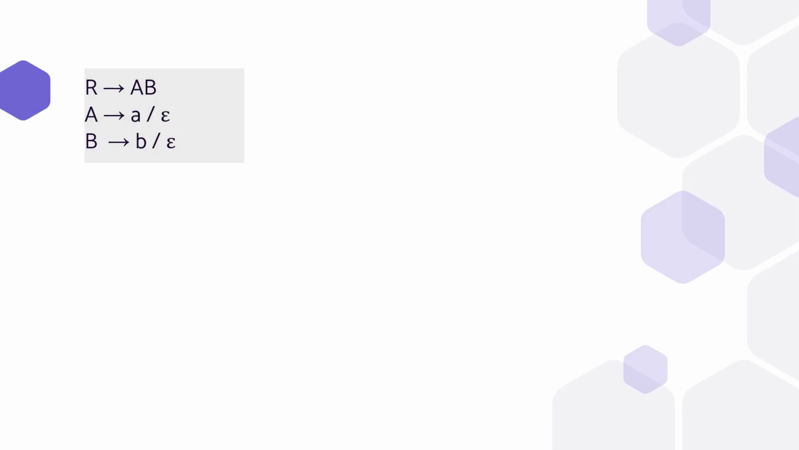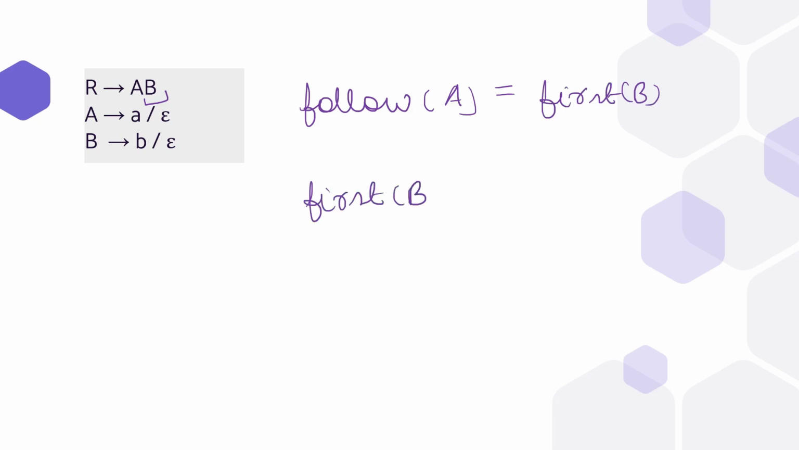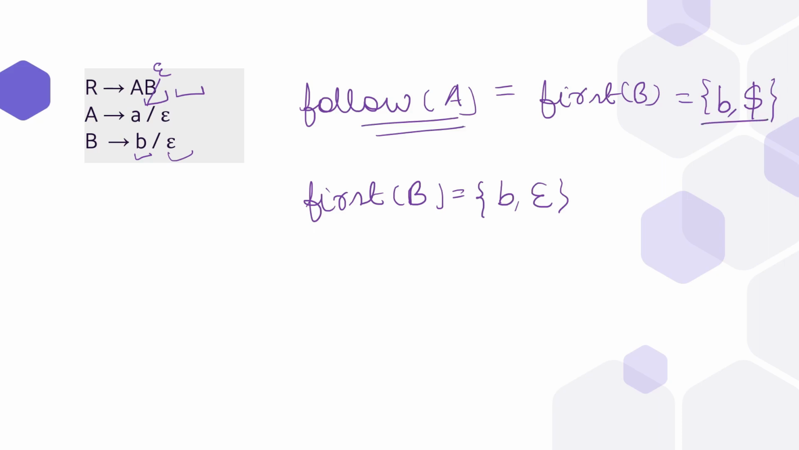In this example, we have to find the follow of A. Okay, so here you can see that in the follow of A we have B. So we would find the first of B. So let's find the first of B first. Okay, so first of B is b and epsilon. Okay, so we would write b here and we would eliminate B with epsilon, and after that we have nothing. That's why we would write dollar. So you can see that the follow of A will be b and dollar.